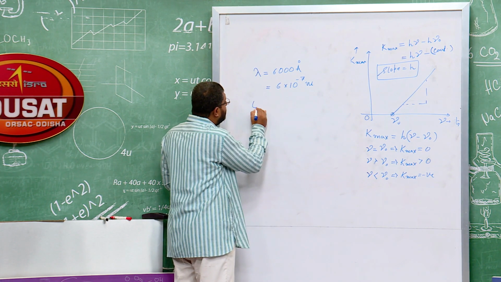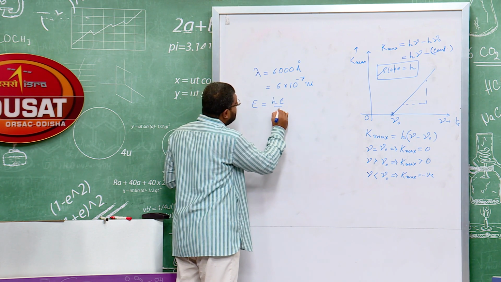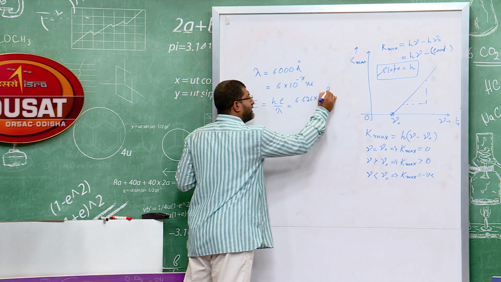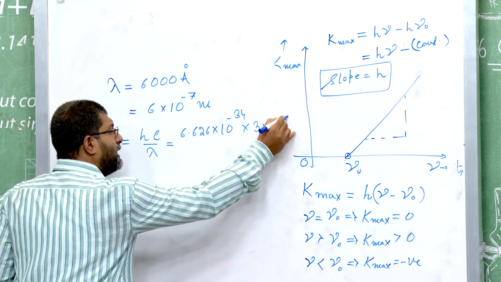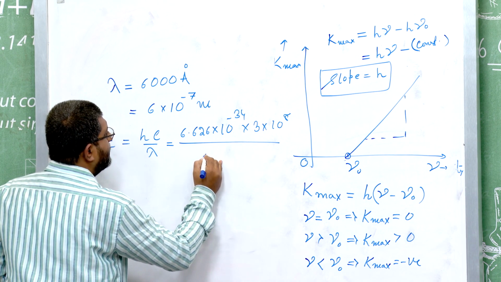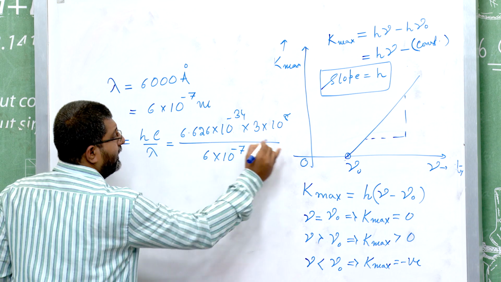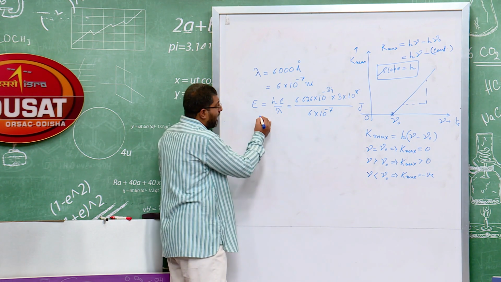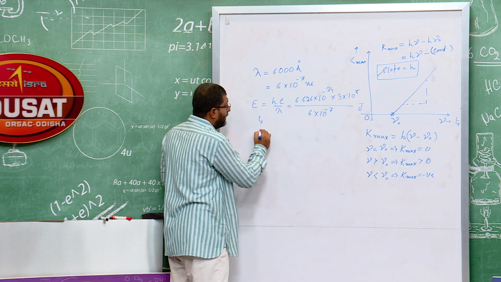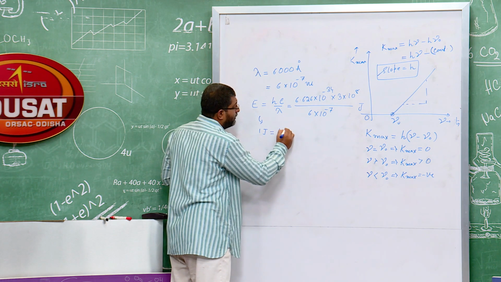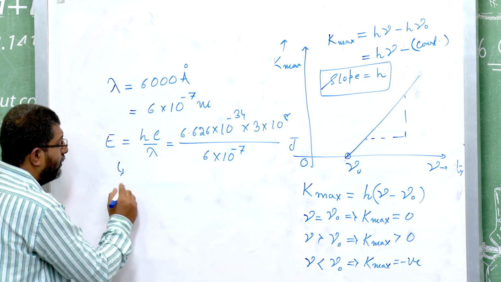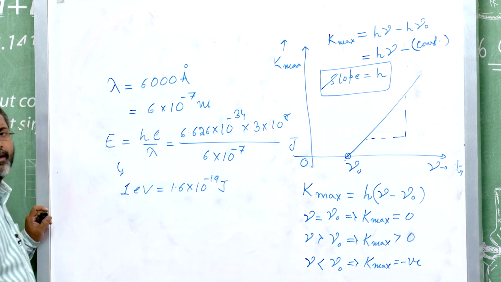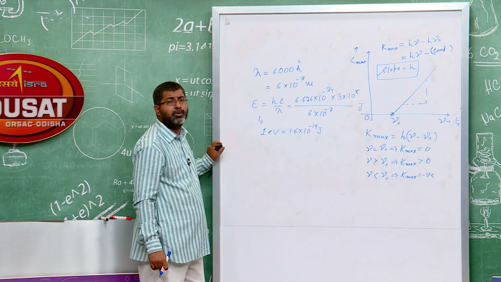So, the energy of each photon E equals hc by lambda, where h equals 6.626 into 10 to the power minus 34, c is 3 into 10 to the power 8 meter per second, and lambda comes out to be 6 into 10 to the power minus 7. The answer will come out in joule. So, this is the energy of the photon in joule. Now, we can easily convert it into electron volt, since 1 eV equals 1.6 into 10 to the power minus 19 joule. Using this concept, we can convert this joule value into the corresponding value in electron volt.